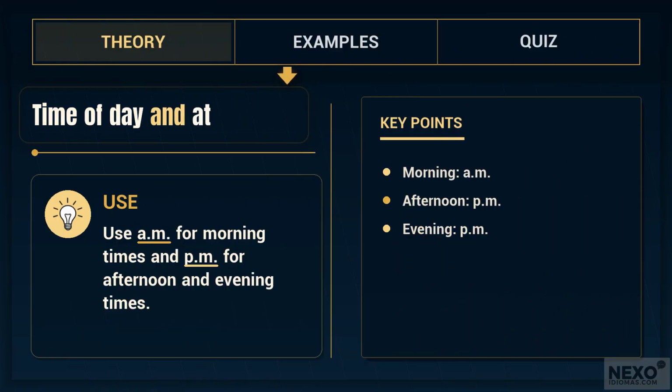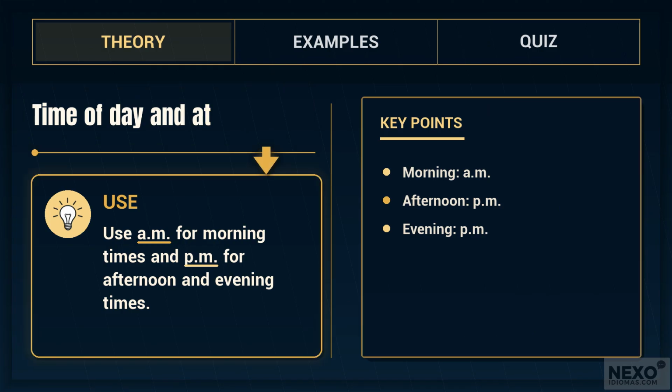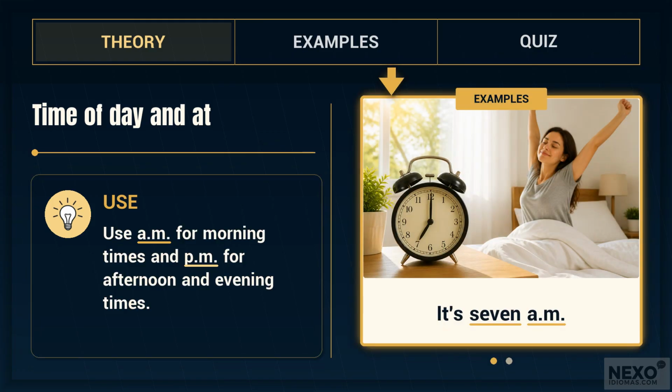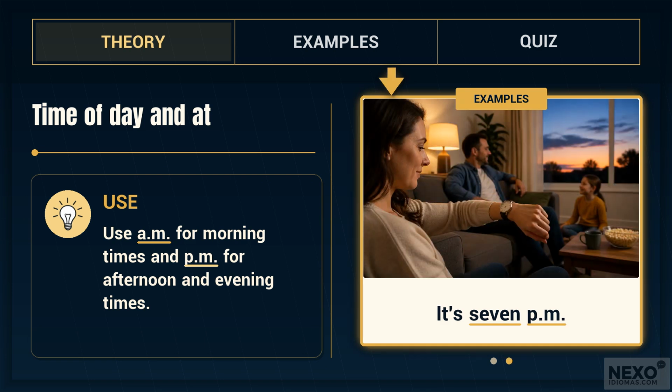Time of day and at. Use AM for morning times and PM for afternoon and evening times. Example. It's 7 a.m. Example. It's 7 p.m.